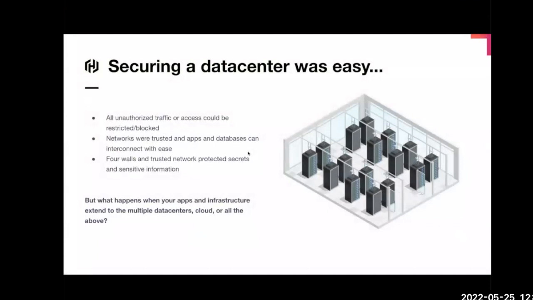Securing a data center was easy. All unauthorized access could be restricted in a traditional data center. Networks were trusted, apps and databases could interconnect easily because they're on the same network, the same VLANs. The four walls and trusted networks protected secrets and sensitive information. But what happens when we move to the cloud and have more modular applications and services with dynamic IPs?